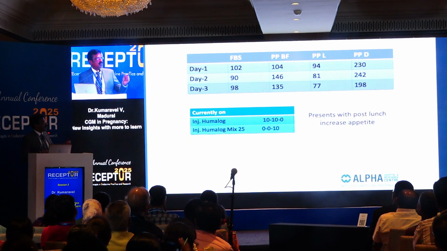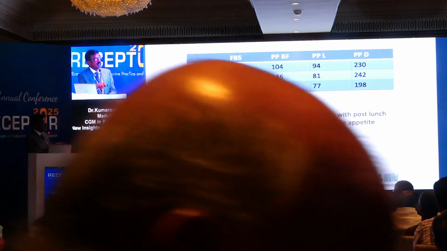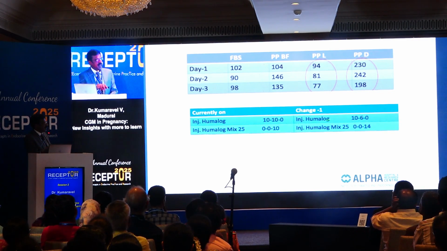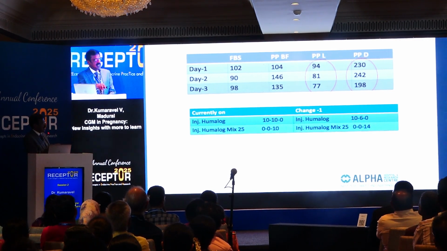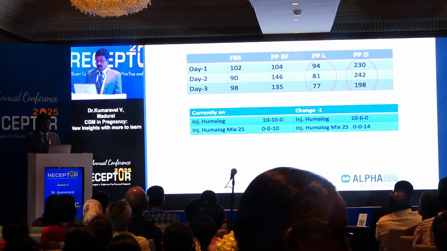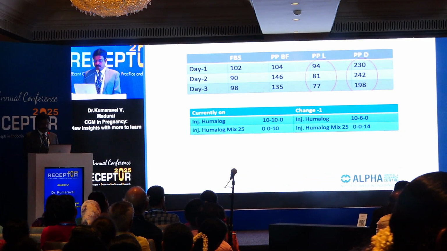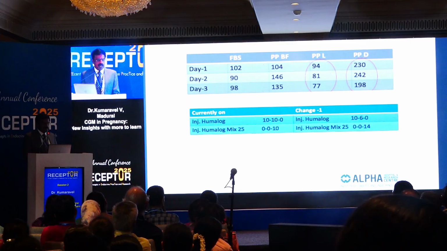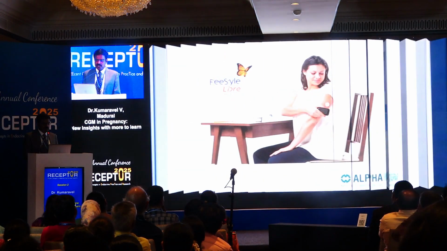So naturally, you tend to decrease your lunch dose and increase your dinner dose. That is what we tend to do, and that is what was done for this patient also. You reduce your lunch insulin by 4 units and increase your dinner by 4 units. But this patient was repeatedly asking whether what we did was right. And we said, well, why don't we do a CGM and see what has been happening.